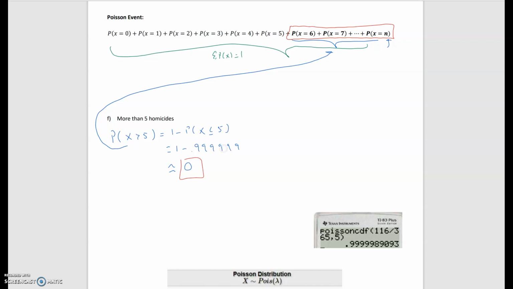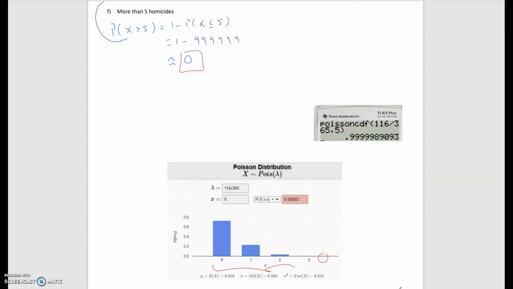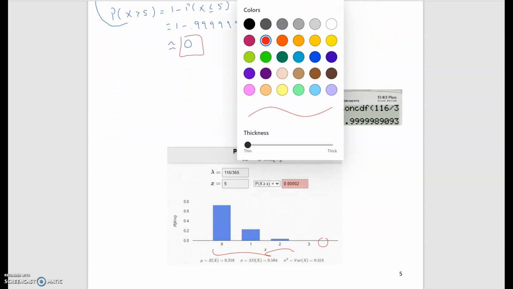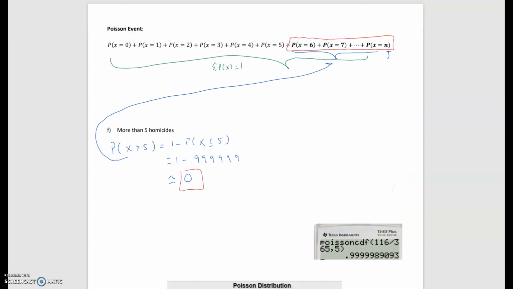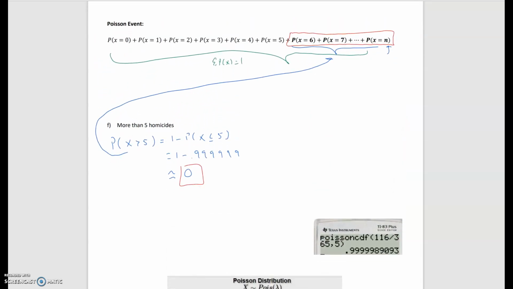In terms of the rounding, all of these are almost 9s. So we would get a small value, and that's because your main event here only occurs on the first 0, 1, and 2 homicides. Anything beyond that, it's almost 0. That's actually it for this one, where we needed to use the complement.